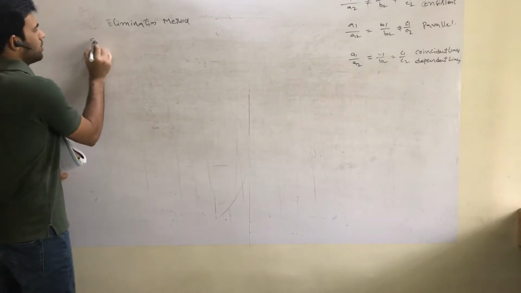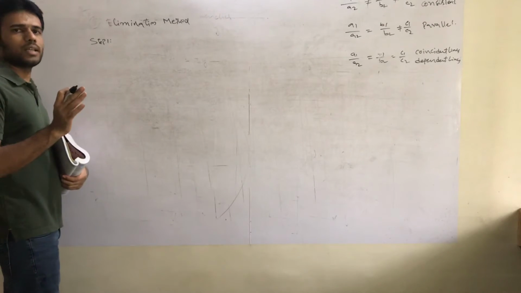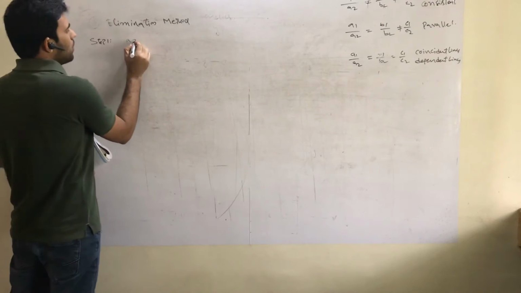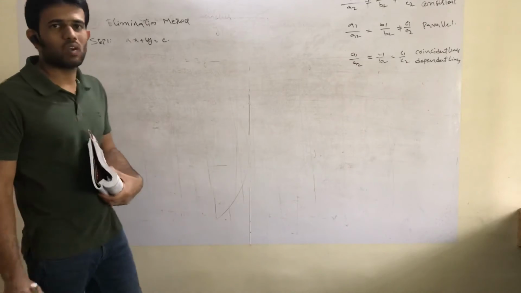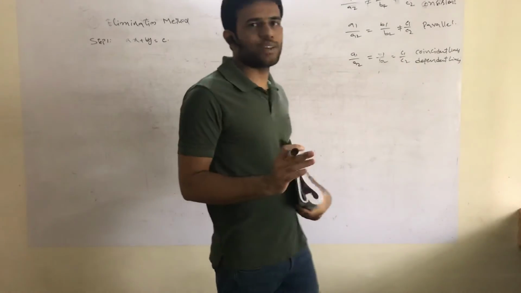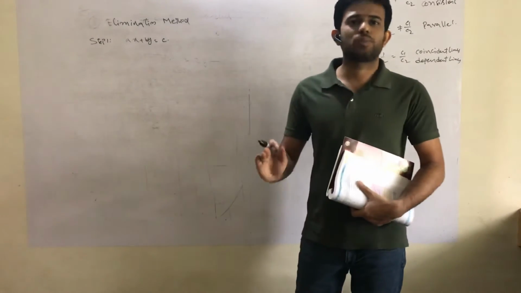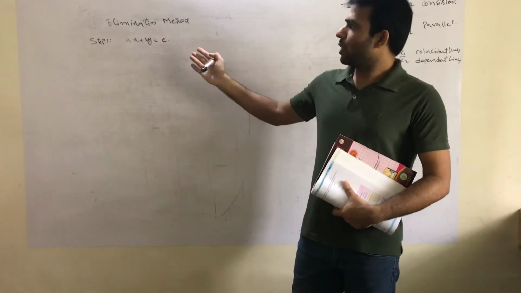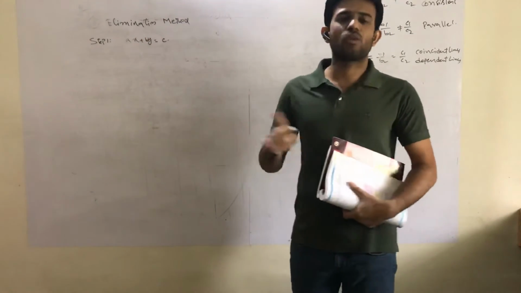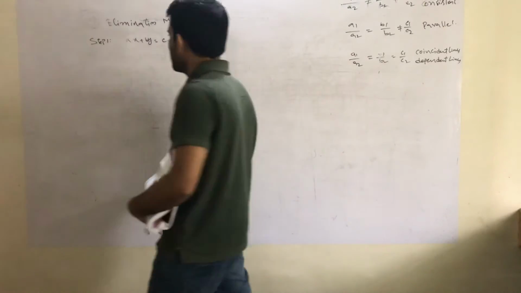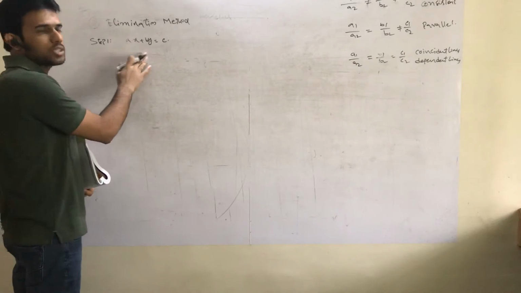Okay, the step 1 is you need to write the linear equation in the form of ax plus by equal to c. Okay, so what is the standard form of linear equations? We already know: a1x plus b1y plus c1 equal to 0, a2x plus b2y plus c2 equal to 0. Now what this method requires is you write the equation in the form of ax plus by equal to c. Okay, you see that side. So both the equations you need to write in the form of ax plus by equal to c.